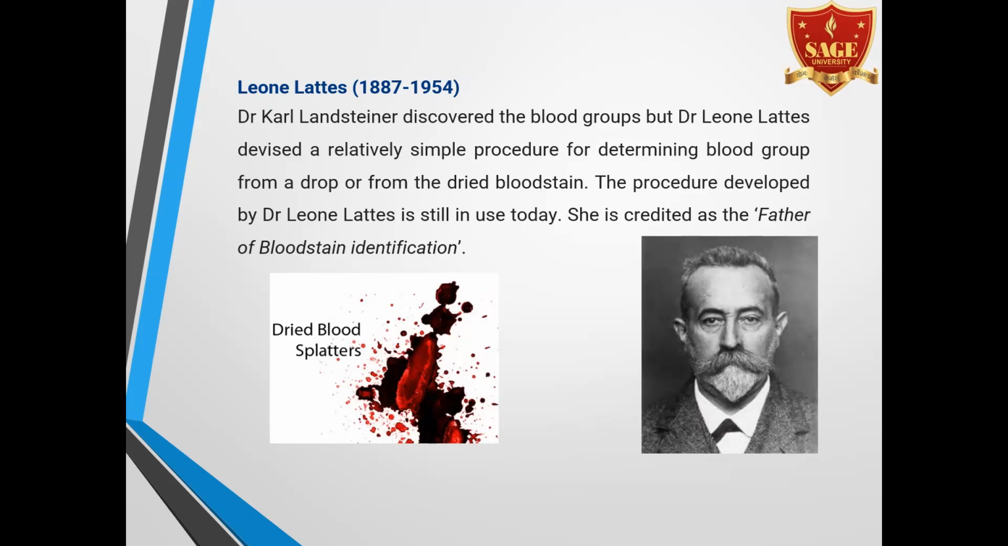After Osborn, Leone Lattes discovered how to identify dried blood stain patterns. Dr. Karl Landsteiner first discovered the ABO blood grouping system: A positive, A negative, B positive, B negative, AB positive, AB negative, O positive, and O negative. These blood group systems were developed by Dr. Karl Landsteiner. After that, Dr. Leone Lattes devised a relatively simple procedure to determine blood group from a drop of dried blood. So dried blood stain pattern analysis was described by Dr. Leone Lattes, and he is also known as the father of blood stain identification, and the technique is still in use.